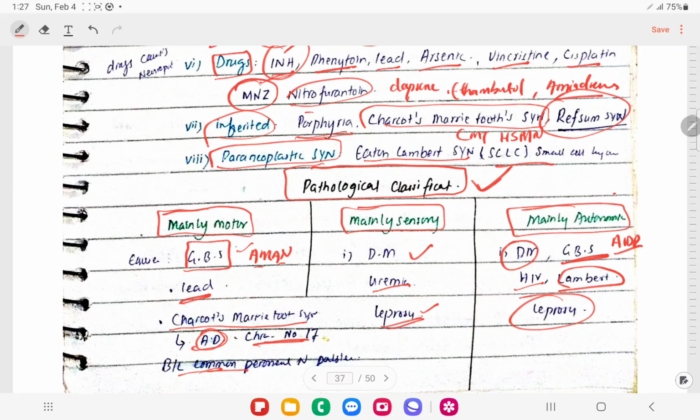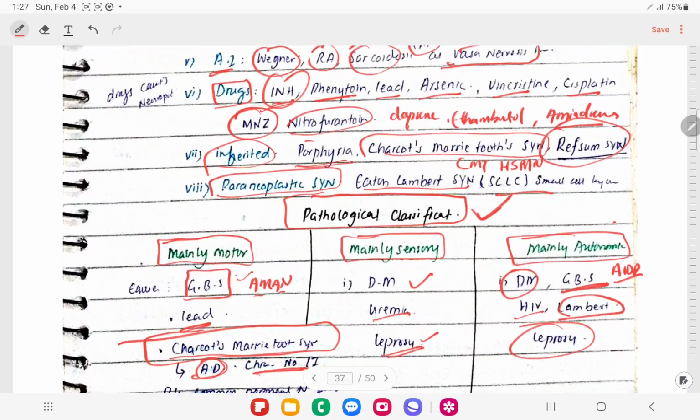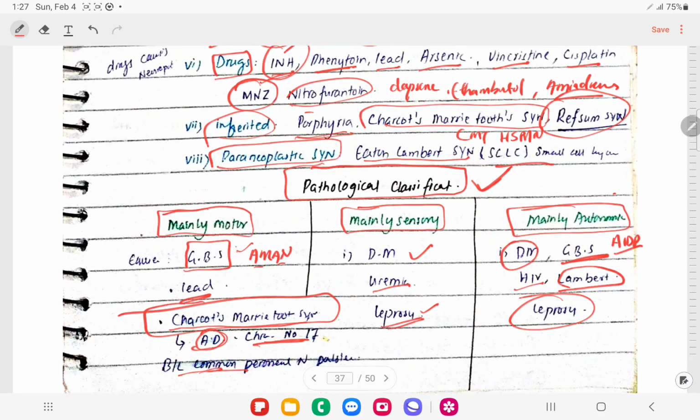So let's talk about CMT on the next page, right? So that's all about pathological classification. I'm going to discuss GBS in the next section. Before that, let's talk about CMT.